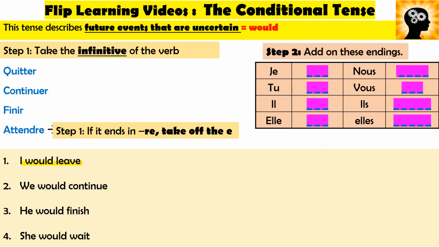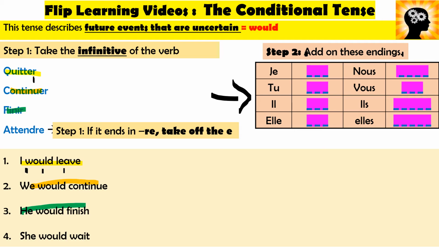Donc, I would leave, utilisez le verbe quitter. We would continue, utilisez le verbe continuer. He would finish, utilisez le verbe finir, etc. Et ici, c'est les fins. J'ai pris les fins. Il faut traduire I would leave en utilisant le bon verbe et il faut penser comment finir le verbe. Alors, vous avez 2 minutes.